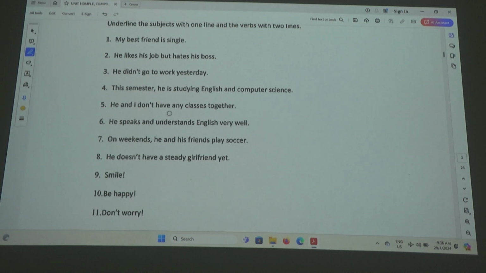He and I don't have any classes together. You see, I think most languages, we would say I and him, I and my father, I and my friend. Correct? In Korean, is it also like that? I and my father. Correct? But in English, we always put I at the back. So my father and I, my friend and I, my sister and I, my lecturer and I. Is that okay now? Alright?